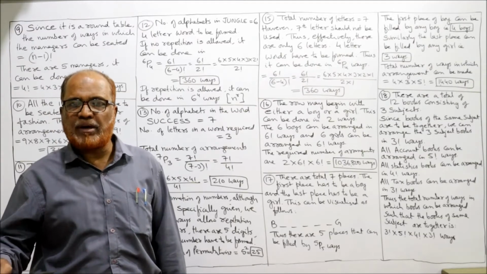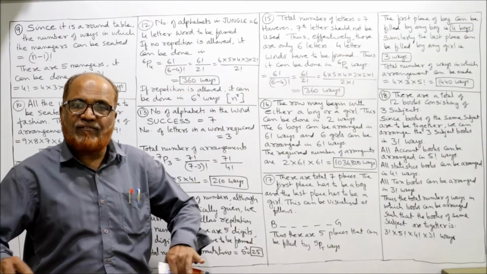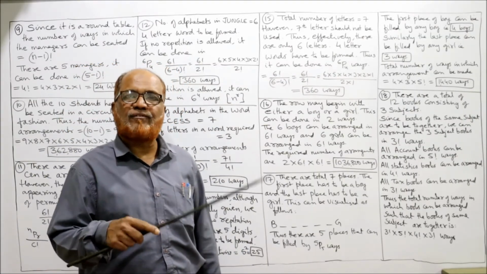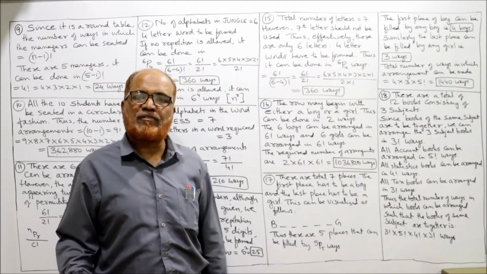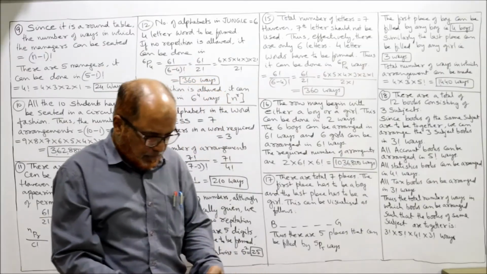So 4 boys can be arranged in 4 ways, 3 girls can be arranged in 3 ways. Remaining 5 in-between seats can be arranged in 5p5 ways. And 5p5 ways is nothing but 5 factorial. That's it. Now 18th problem.